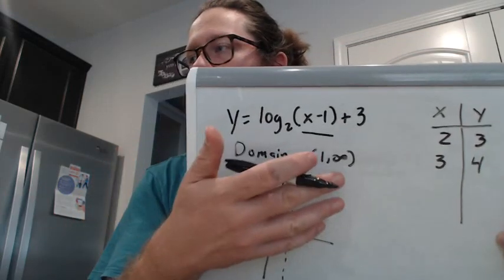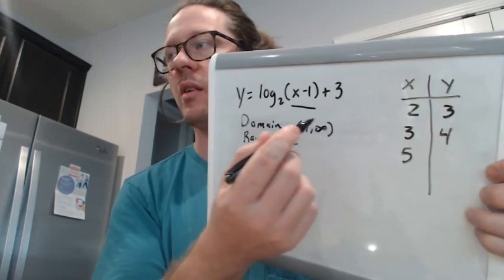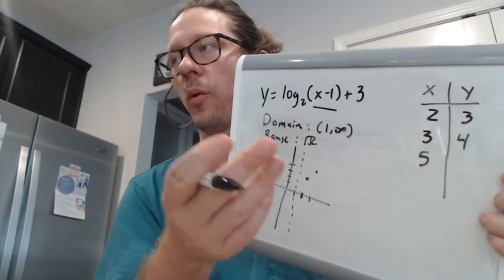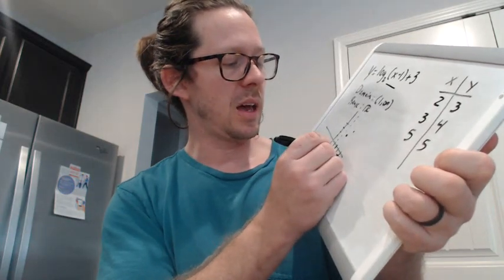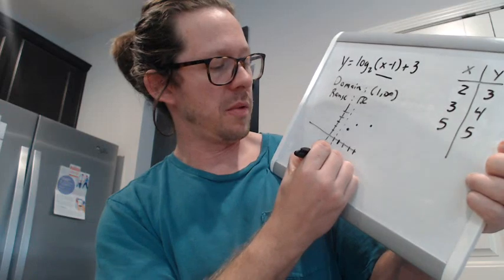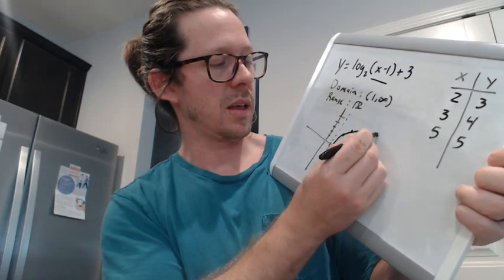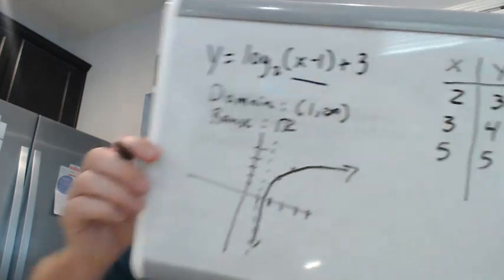Now you could put in a 4, but it's not going to be easy. But remember that point we did a minute ago, the 5. 5 minus 1 is 4. Log base 2 of 4 is 2. 2 plus 3 is 5, so (5, 5). And if you kept going, you kind of know the shape of this graph is going to go up like that. Okay? And there's your graph.